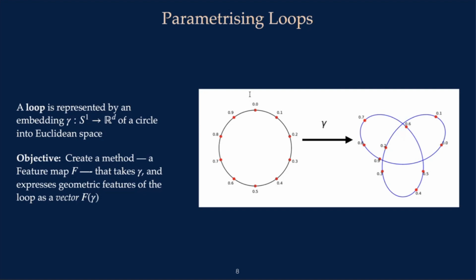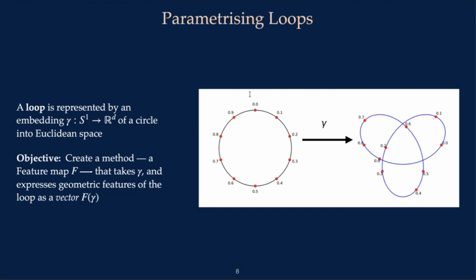So we have points along a circle, and then this map gamma assigns each point along the circle a point in Euclidean space. And that's what we mean by loop. And that's how we encode this information in a computer.